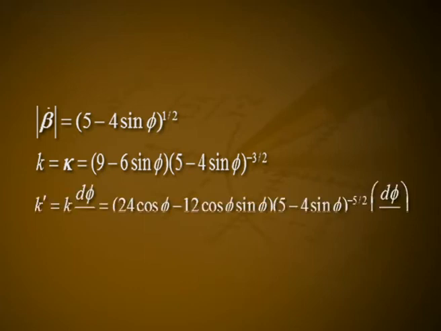The norm of beta dot is equal to (5 − 4 sin phi) raised to 1/2. K is equal to kappa, which is equal to (9 − 6 sin phi)(5 − 4 sin phi) raised to −3/2. K' is equal to K' d phi by ds, which is equal to (24 cos phi − 12 cos phi sin phi)(5 − 4 sin phi) raised to −5/2 times d phi by ds.